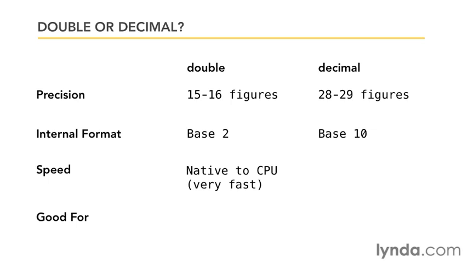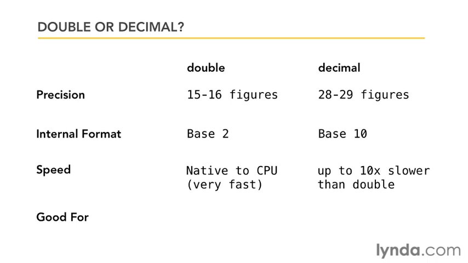Speed, however, is an important factor to consider. Because doubles are native to the CPU, in other words, they use base 2 notation, the speed when using doubles is very, very fast. Decimals, on the other hand, because they work in base 10 and have to be converted to and from the native processor format, can be up to 10 times slower than using doubles.